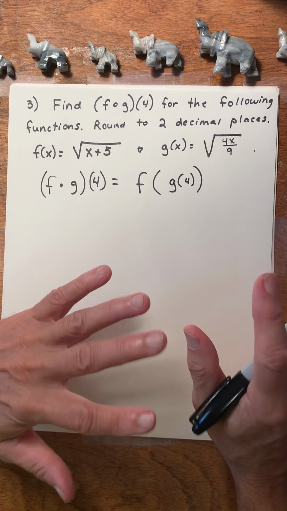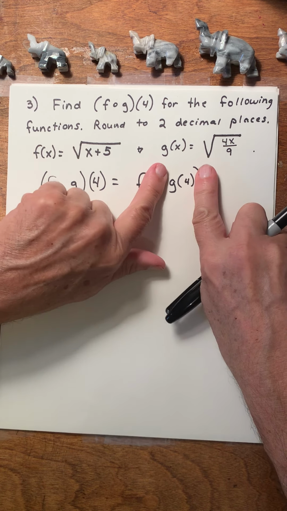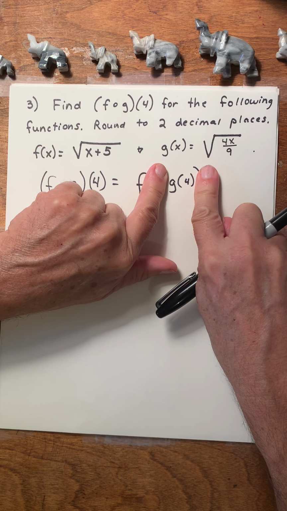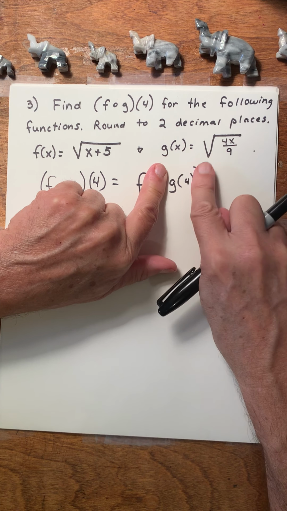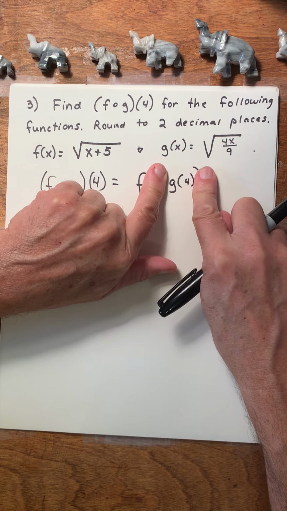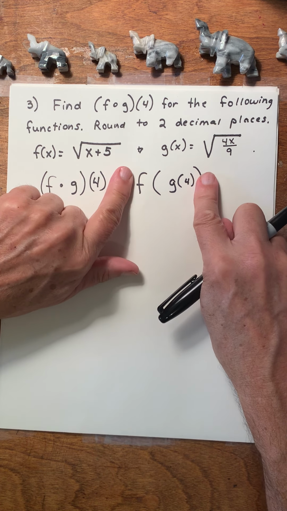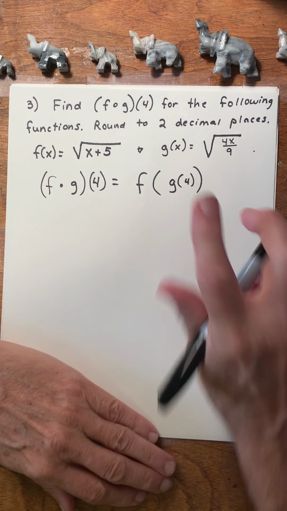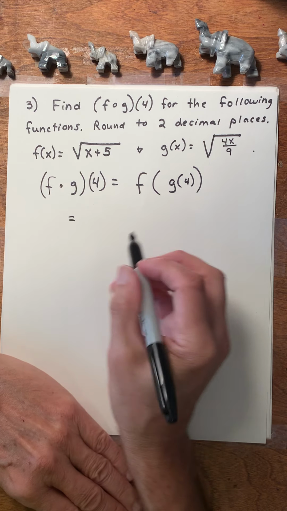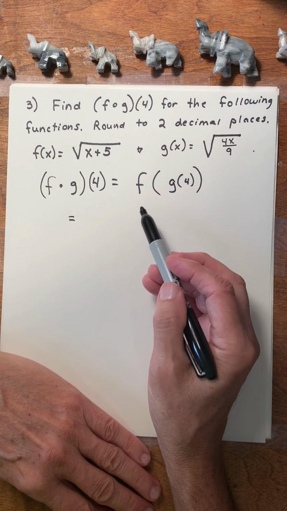So I got an order of things to do here. First of all, I got to figure out what g of 4 is, and since I have g of x, I can find that. I got to find out what g of 4 is. Once I find that, then I evaluate the function f at that particular value. So here we go. Composition of functions.